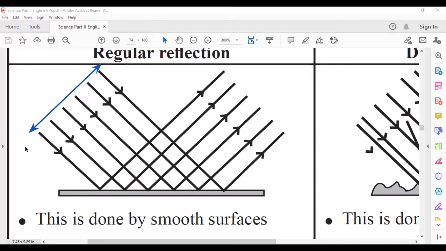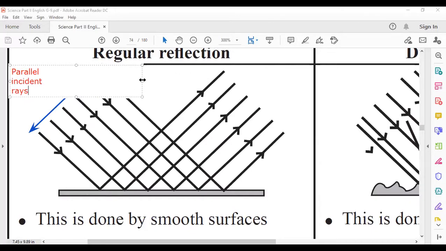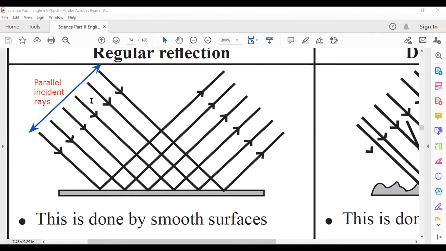Right. So let's label them. By combining two words, let us label them. Parallel incident rays. Parallel incident rays. Label them.